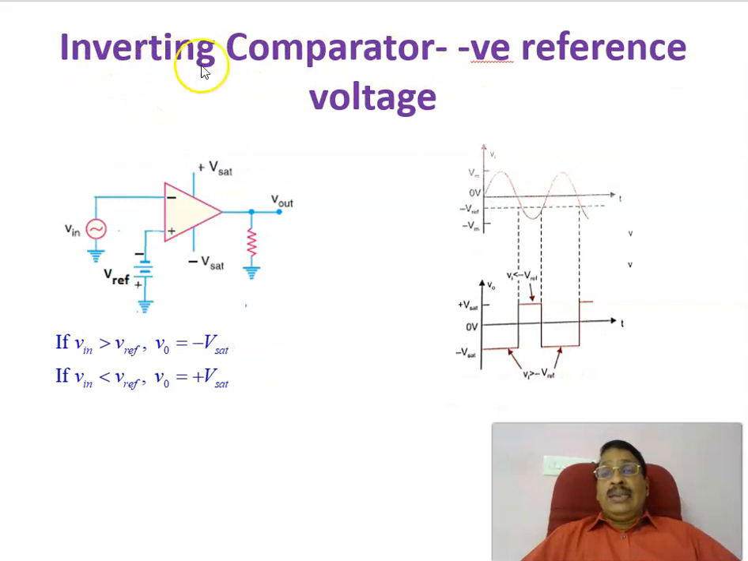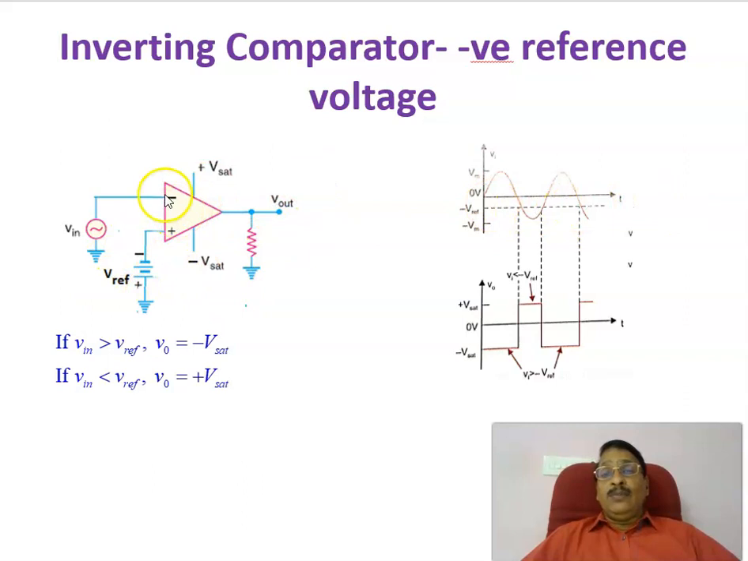Again continuing the inverting comparator, previously we have seen a positive reference voltage. Now you are going to see a negative reference voltage. Therefore, we are applying a negative voltage as a reference voltage to the non-inverting terminal. And since it is an inverting comparator, you are giving the signal input to the inverting point. Therefore, this is the signal, the input voltage, that is compared with a negative reference voltage, that is V reference.